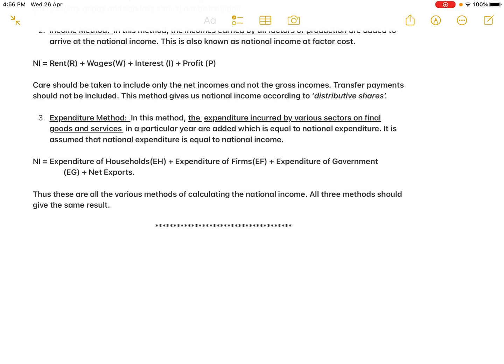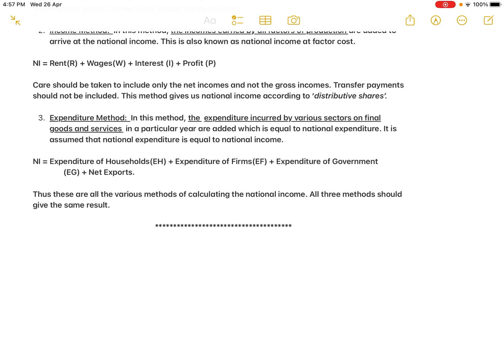So these are all the various methods of calculating the national income, and all three methods should give the same result because we are calculating the same thing. It is only the national income. Either we can calculate in the product method, based on the income method, or based on the expenditure method. The final result should be the same.